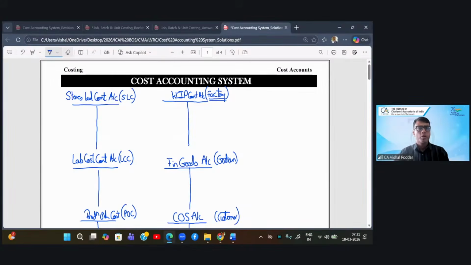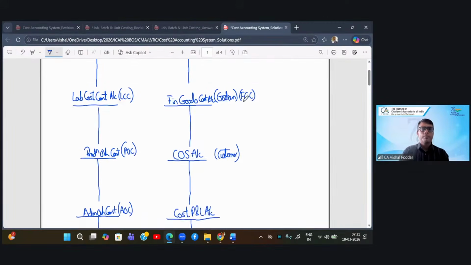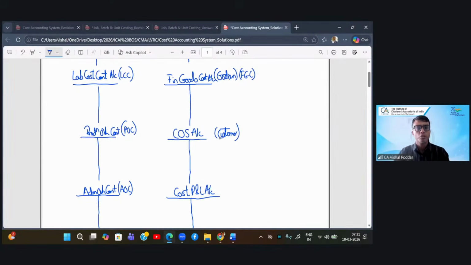Then once your production is complete, where will the goods be lying? Your finished goods, they will be lying in your godown. So it will be called the finished goods control account. So you can just call it WIPC, FGC. These are just the short forms for quick remembrance. And then when these goods are sold to your customer, they are shown in the cost of sales account.